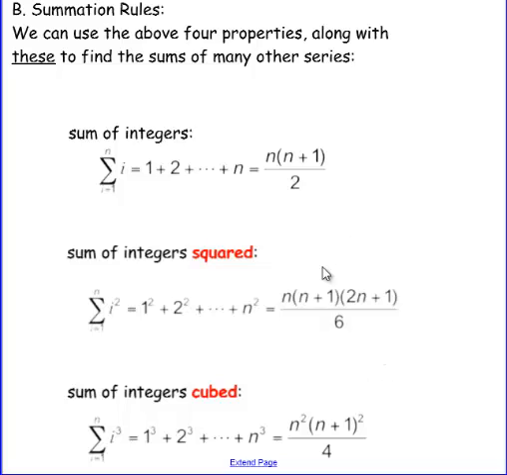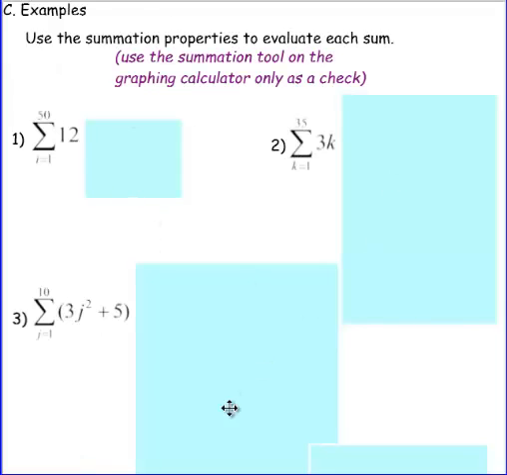What we're going to do now is look at how we might use these rules and properties to find the sum for a series and evaluate a series. So here I have 3 examples, and we'll go through each of these quickly. This is a constant, so I have the summation 1 to 50 for 12. Basically that means 12 plus 12 plus 12 plus 12 plus 12, and you would do it 50 12s.